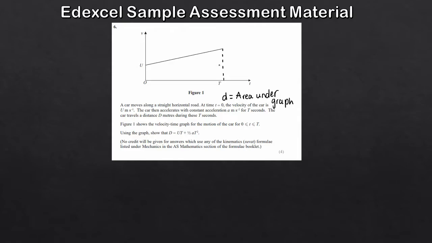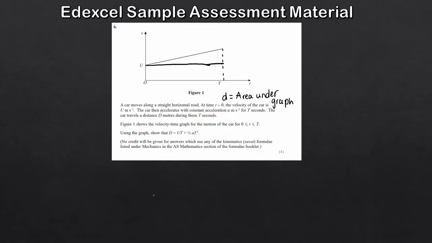Now I want this area, so I'm going to split this up into a triangle. It's not going to be perfect. Oops, we've got a bit wonky there. Right there, so that's my triangle. If I can work out the area of this right angle triangle, and I can work out the area of this rectangle, combine them, we should be able to show that d is equal to ut plus a half at squared.